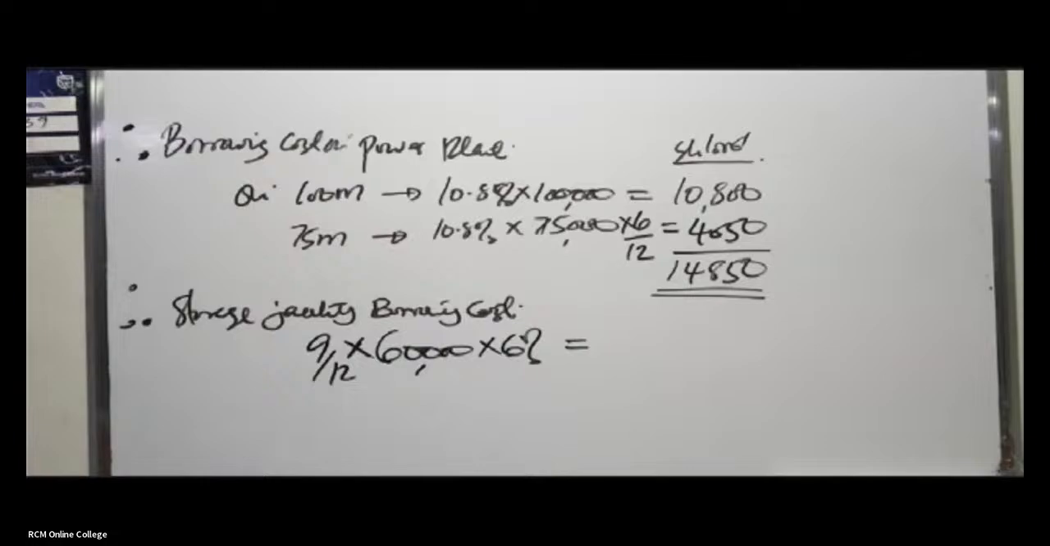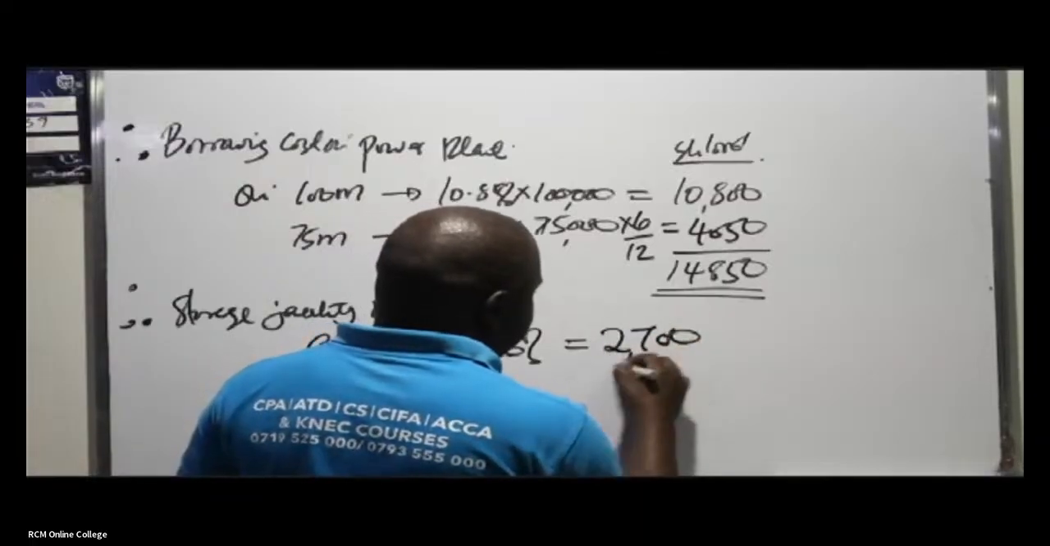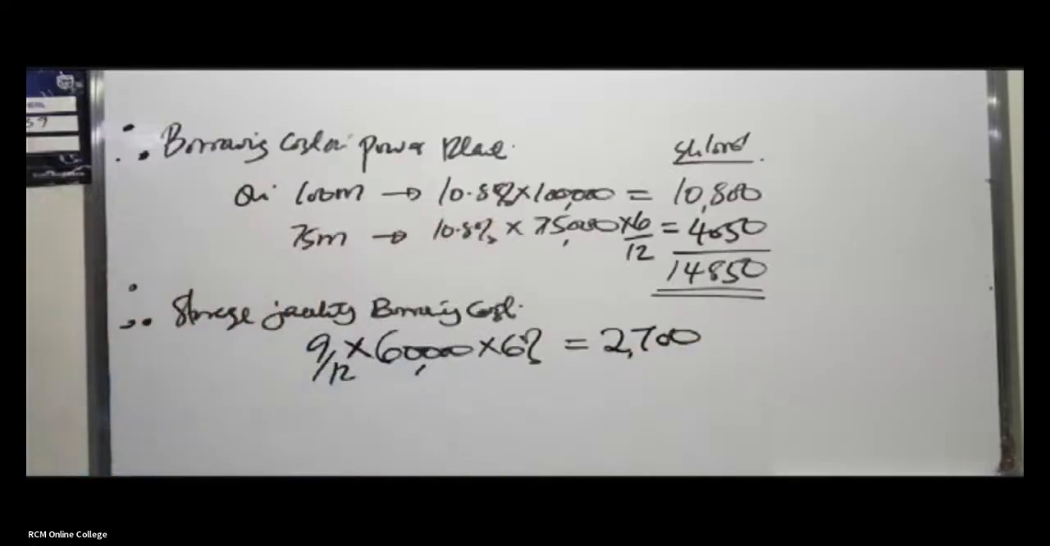Ezra, do the mathematics. What do you get as the borrowing cost? You'll get 2,700. That is correct. 2,700. So they wanted you to get the borrowing cost.